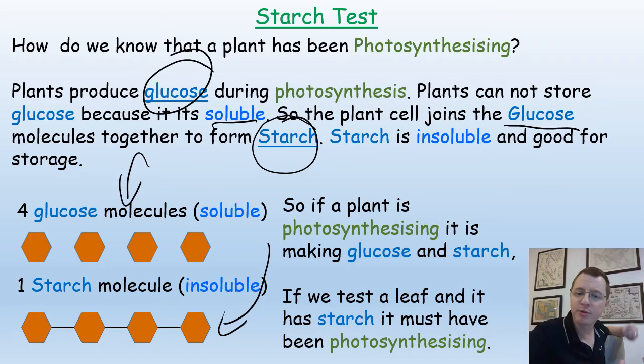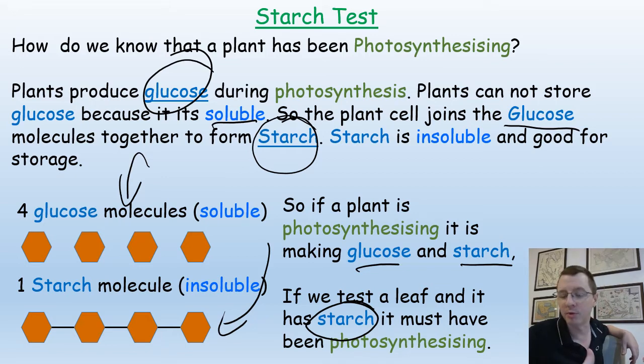So if a plant is photosynthesizing, it will be making glucose, but shortly afterwards it will also be making starch. So if we test a leaf and it has starch, it must be photosynthesizing. This is really important because the test for starch is a relatively easy test to perform on a leaf, but the test for glucose is much harder and far less reliable on a plant cell.